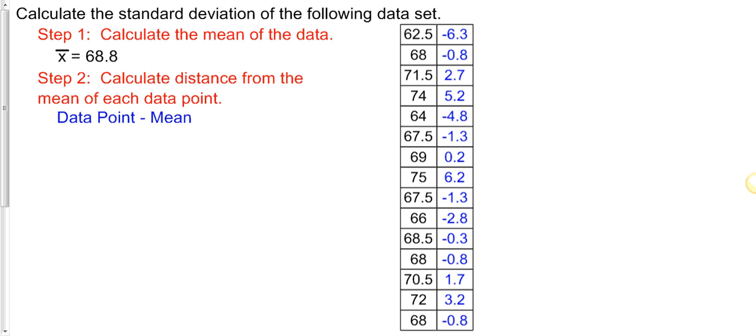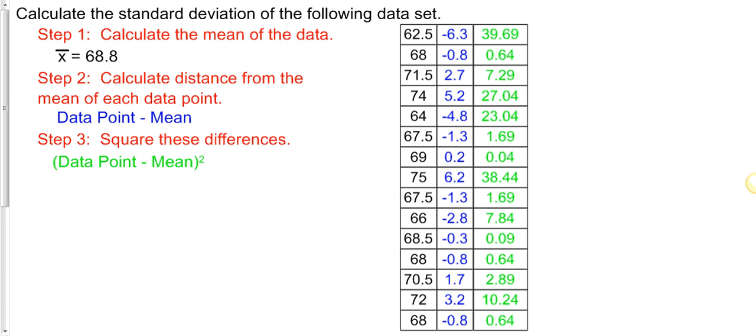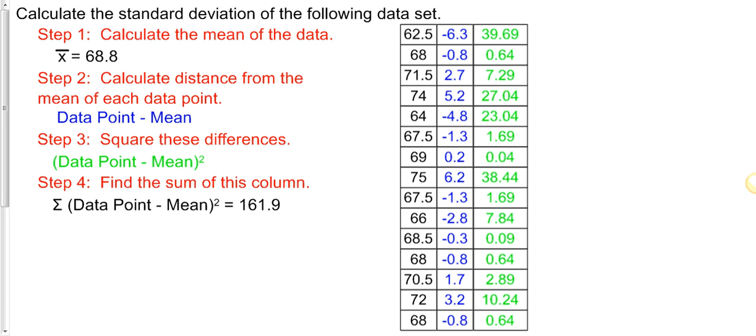In step 3, we're going to square each of those differences. So negative 6.3 squared becomes 39.69, negative 0.8 squared becomes 0.64. The reason why we square these is so that all the numbers will become positive, because we want to find, in step 4, the summation of that column. We use our little summation symbol to mean add up that column. So 39.69 plus 0.64 plus 7.29, etc. equals a total of 161.9.